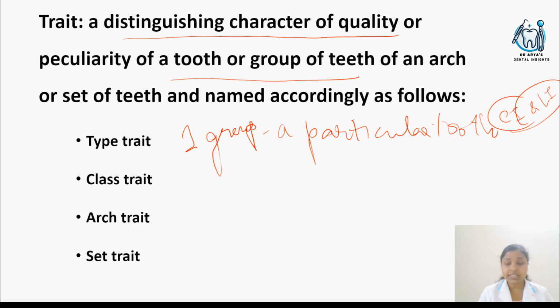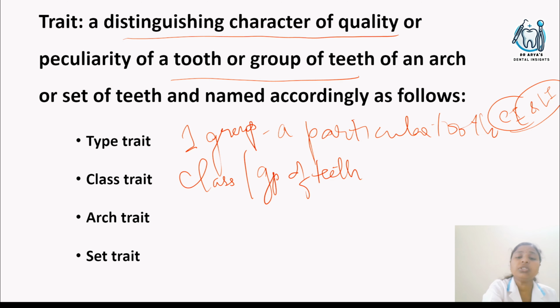Then what is the class trait? It's a distinguishing character or quality of a class or group of teeth. So here the examples are incisors, canines, premolars, and molars.